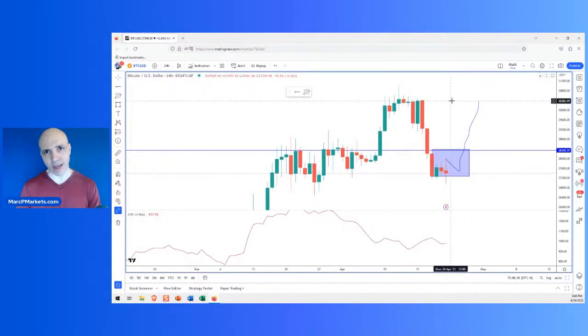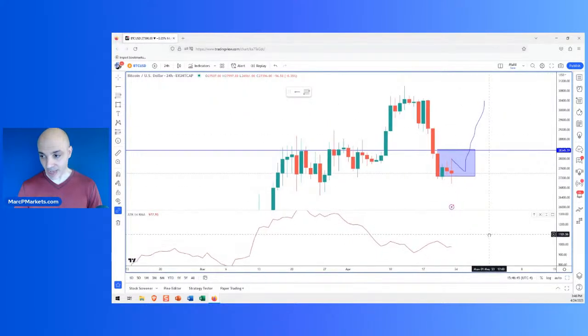Now, let's talk about ATR. For those of you that are not familiar with it, it means average true range. You can Google it. There's plenty of information on the formula. Now, it's not an oscillator.